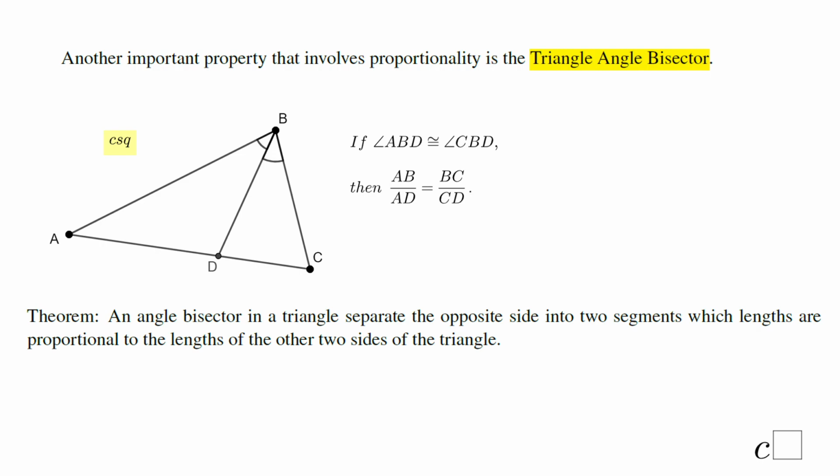So let's take a look what it says. Again, notice we have one triangle now. This is about one triangle. These two angles are congruent, so obviously we have an angle bisector. And what does the theorem say? If these two angles are congruent, angle bisector, then AB, which is this guy, over AD, do you see this is adjacent to AB? So AB over AD is equal to BC over CD. So that's what this theorem said. So there we have a proportion there.